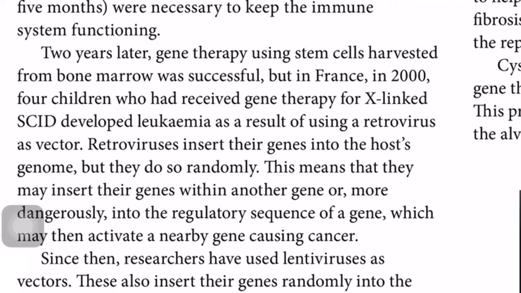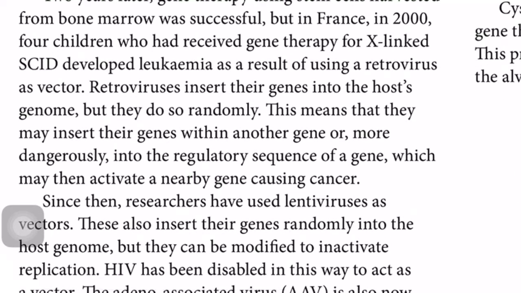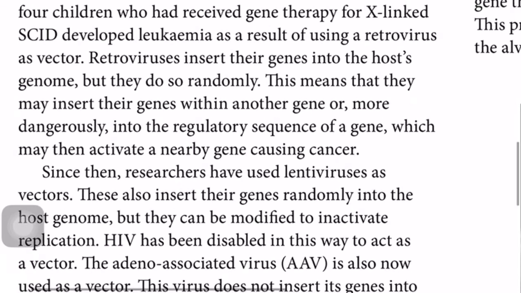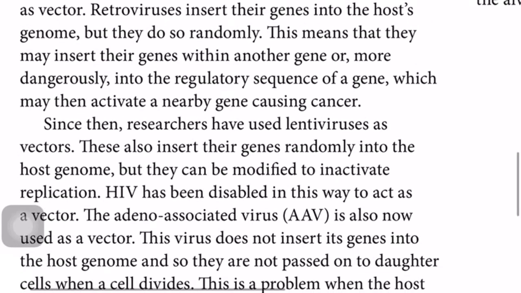So the white blood cells produced from those stem cells will have the normal allele of the gene, but there is a problem: the 4 children who had received gene therapy for X-linked SCID developed leukemia as a result of using retroviruses as vectors. Leukemia is when leukocytes are not that much present.